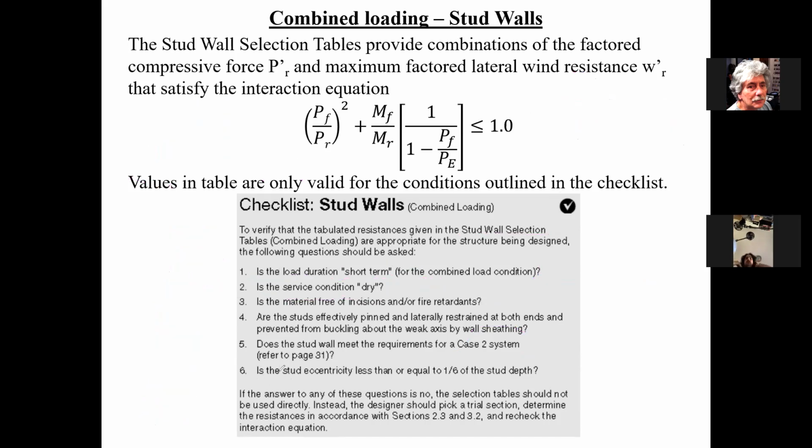Now, is the stud eccentrically loaded less than 1/6 of the, okay, now I will talk about this later on, okay? I won't talk about this right now. And I will explain to you what they mean by 1/6 of the depth of the stud, okay? And I'll explain this to you.